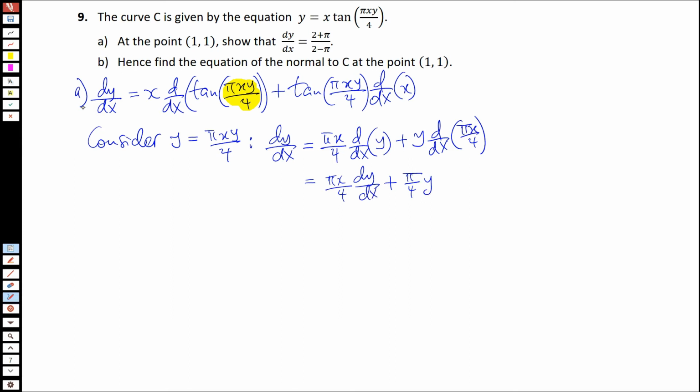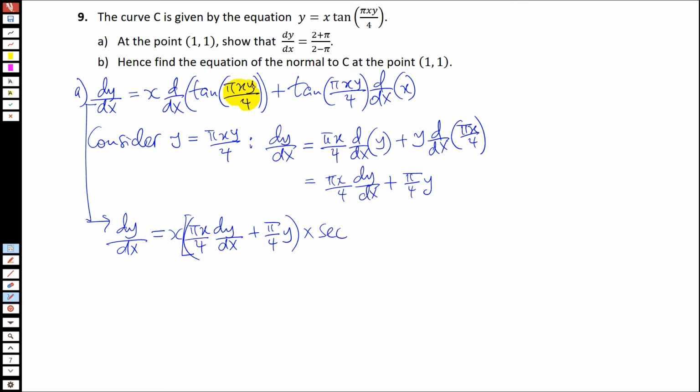So now when we come back to this point here, our dy over dx will be equal to, so here we have x, and then the derivative of the inside portion is given here. So that will be pi x over 4 dy over dx plus pi over 4 y. Let's just put that in brackets, and then multiply by the outside. Now the derivative of tan theta is secant squared of theta, but theta is that. So secant squared of pi xy over 4. Okay, and then we have plus this term here. Now here the derivative of x is just 1, so that will be tan of pi xy over 4.